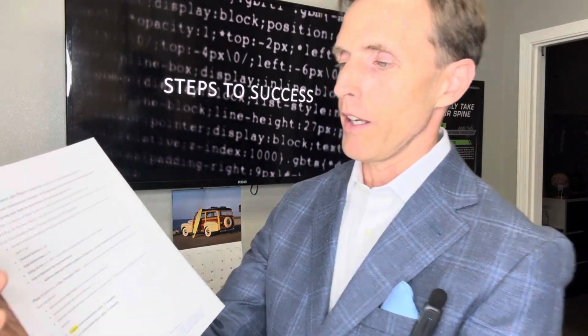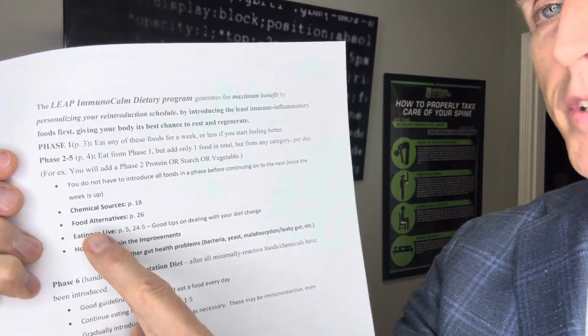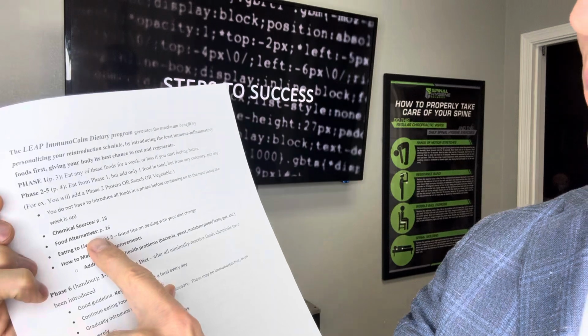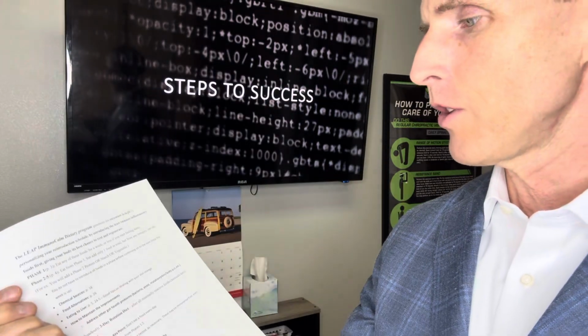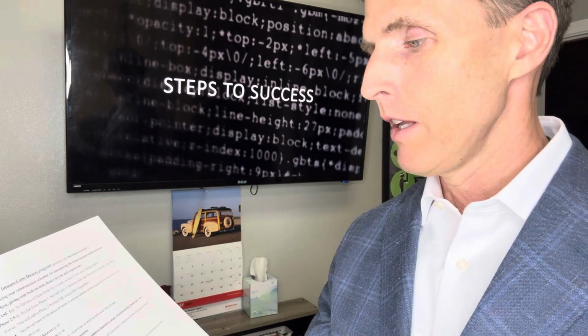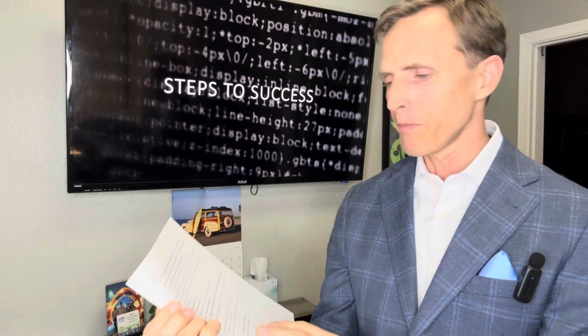And when you do this, it tells you where these foods or food chemicals are. And if you need to know, oh, I don't even know what that chemical is, I don't know where it would be, that's when you look it up in the booklet and it tells you. So on this page, we've got chemical sources on page 18, food alternatives on page 26, eating to live. This is great information, good tips on dealing with your diet change. That's on page 5 and 24 through 45. It's all listed on your paper.